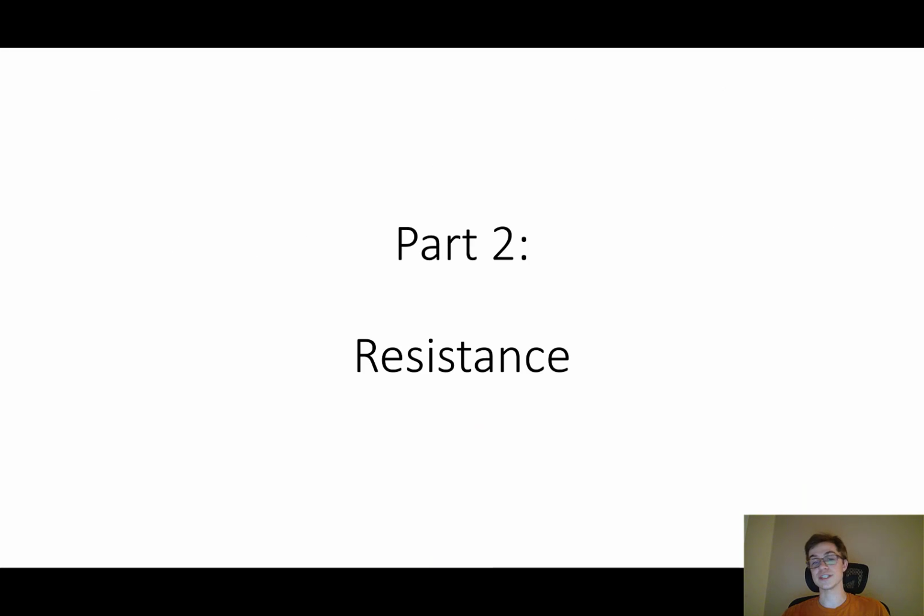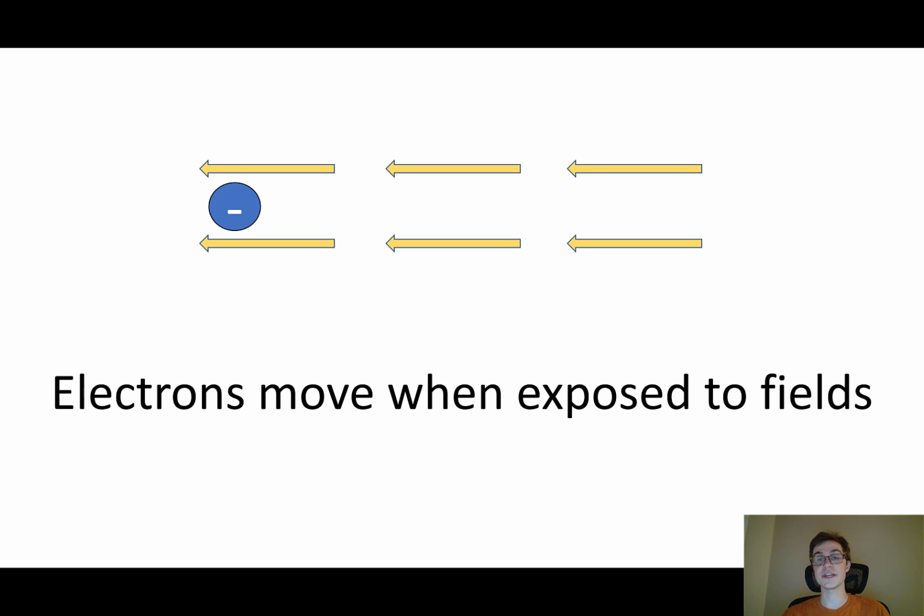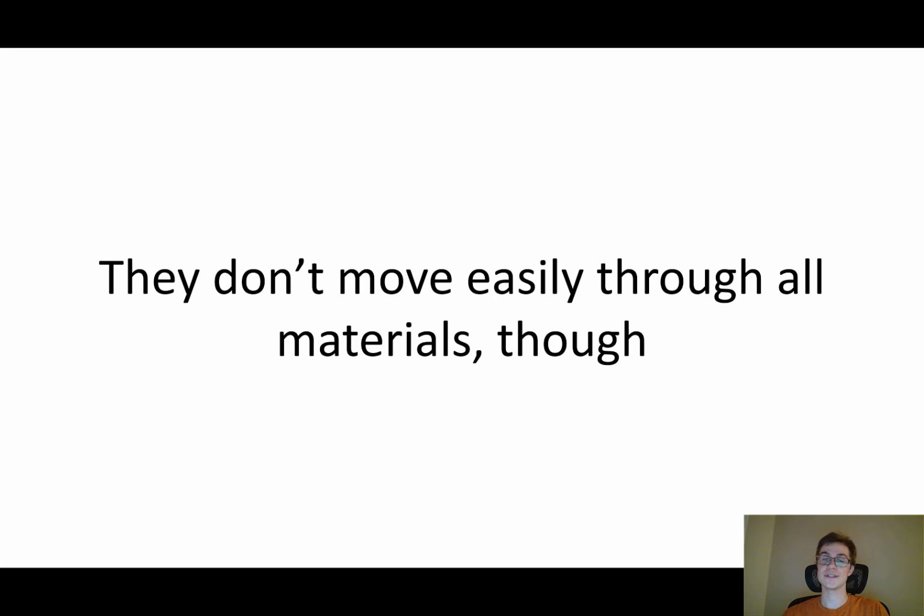So now that you know what electricity is, I want to tell you about resistance. And resistance is a really important part of understanding electrical circuits. Normally, you have an electron, you put it in a field, and because it's negatively charged, it moves in the opposite direction the field tells it to. So if you put this electron in a leftward-facing field, it'll move to the right. Electrons move when they're exposed to electric fields.